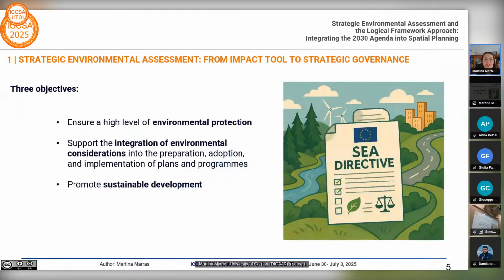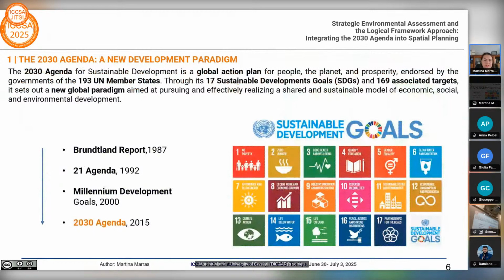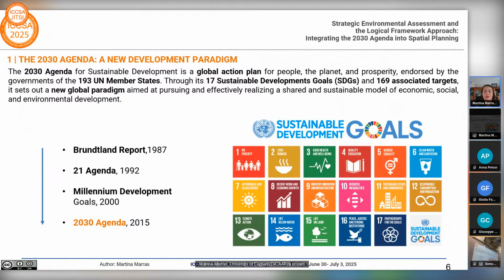So the European SEA directive formalized and consolidated this evolution by setting clear objectives: protecting the environment through systematic impact assessment, integrating environmental consideration into decision-making, and promoting sustainable development. So this latter concept, originally introduced in the Brundtland report, takes on a new global dimension in the 2030 Agenda. For the first time, sustainable development is framed within a broader and more structured paradigm, one capable of addressing complex and at times conflicting emerging goals while advancing a shared model of economic, social, and environmental development.